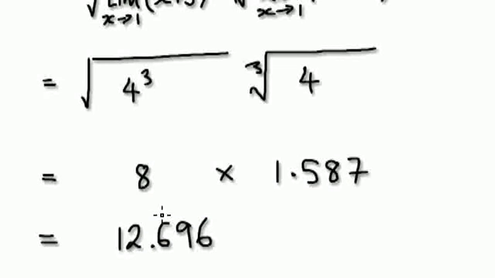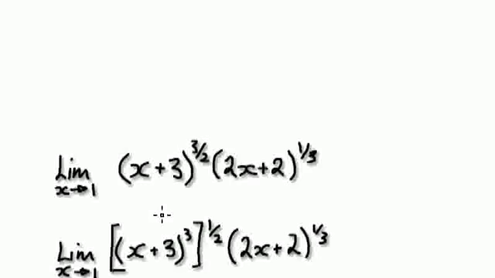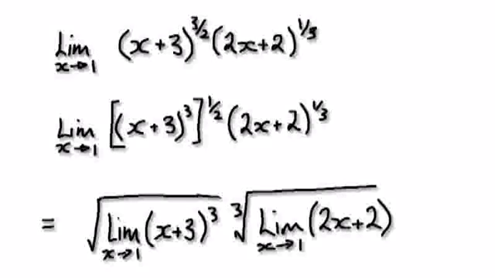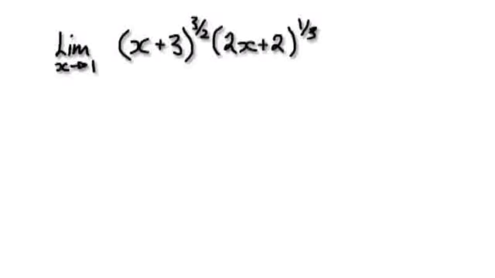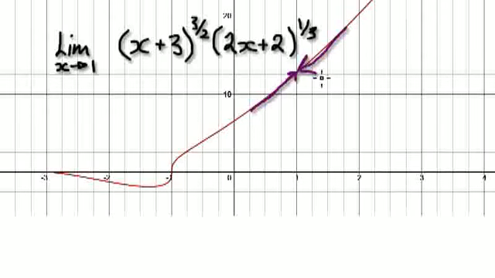So going back to our original graph, as x approaches 1, it's actually 12 point blah blah blah. So this bit here is 12 point something.